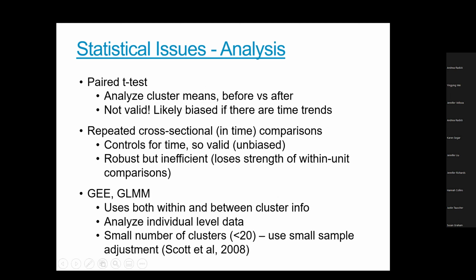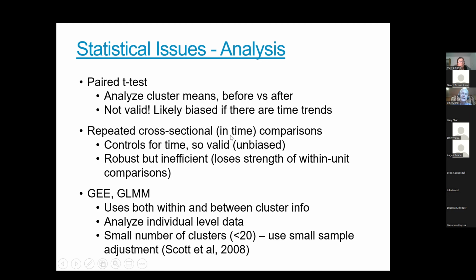Okay, how do we do analysis of these trials? Well, the one thing you don't want to do, though it would be tempting, is something like a simple paired t-test. Before, when we were talking about cluster trials, we talked about creating a cluster summary. Well, you could think in a stepped wedge, maybe I could just create a cluster summary for the control period and a cluster summary for the intervention period, and just do a paired t-test on those cluster summaries. But again, that's not valid. It will likely be biased if there are any underlying time trends, because the intervention periods always come after the control periods. So we can't do that.